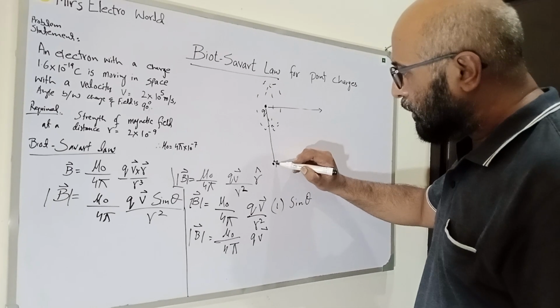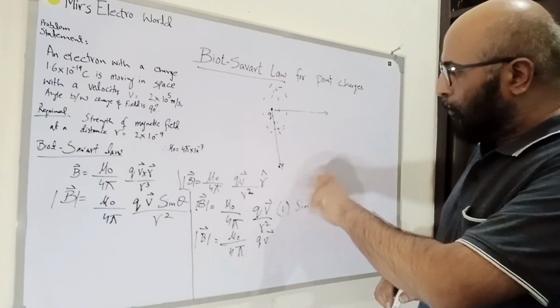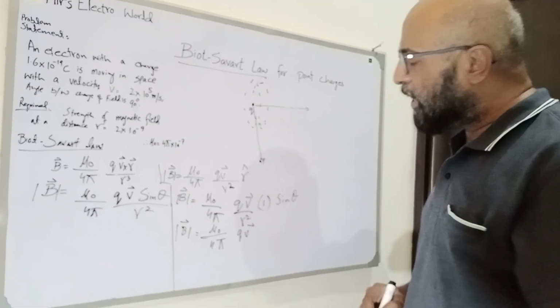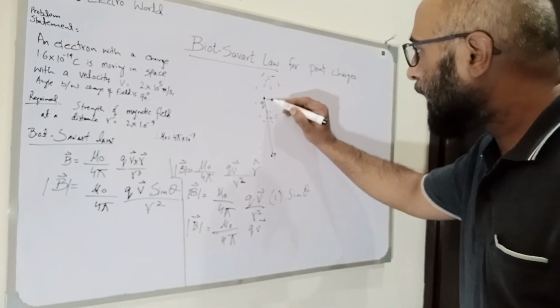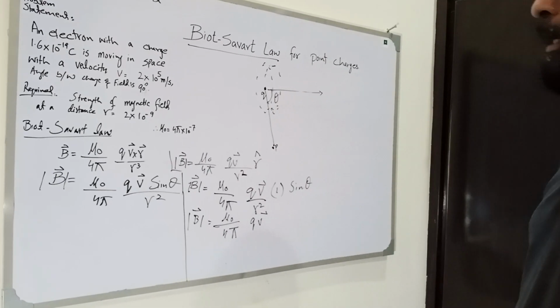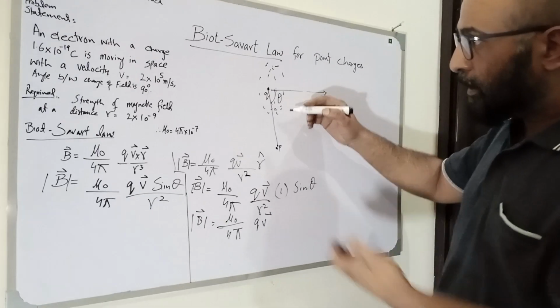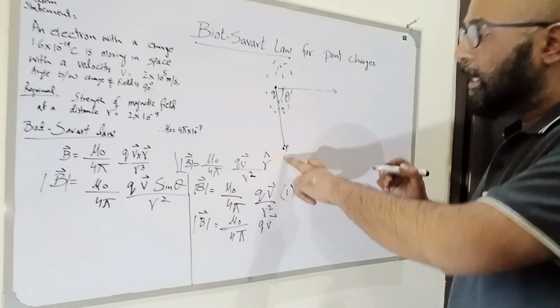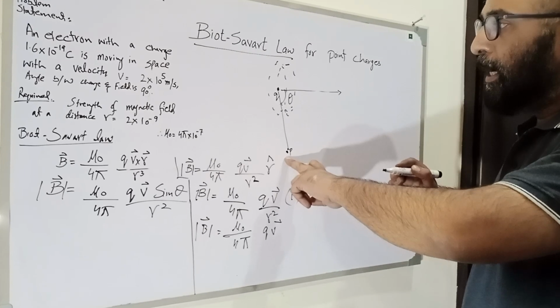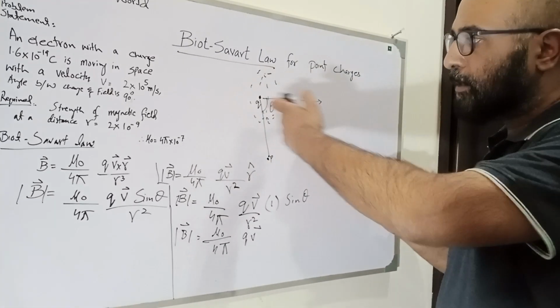This point P. P is the point. So we draw a tangent here, right? So it makes an angle here. This angle, we are talking about this angle. Right now we are saying that this angle is 90 degrees. So it means this point is at 90 degrees to the moving subatomic particle.